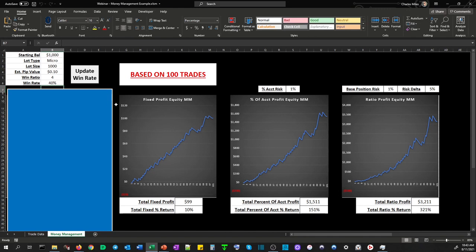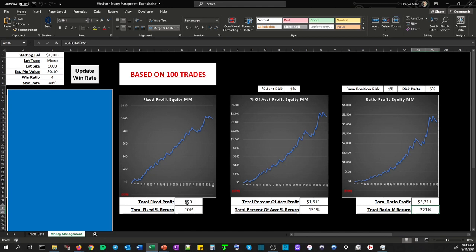Okay. So what do we see here? Account percent risk, $1,500, 151%. Everything just keeps going up. Now our ratioed method, 3,200, a little bit more, and 321%. Okay, we still see it's far better than percent of account, and percent of account is far better than the fixed method. But again, they all have their place.